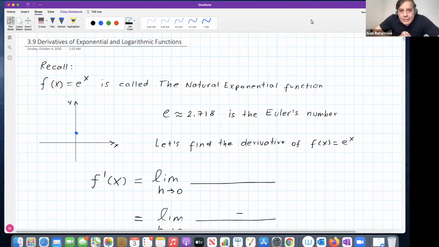Great. It's recording now. So let's talk about this section 3.9, derivatives of exponential and logarithmic functions.